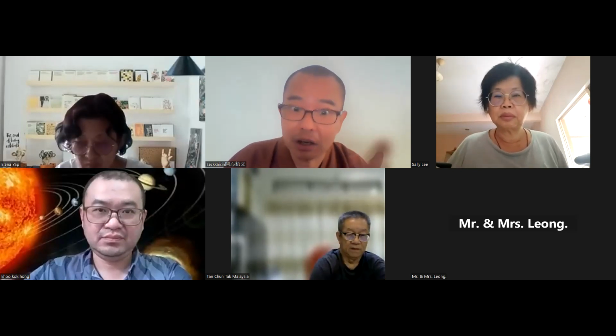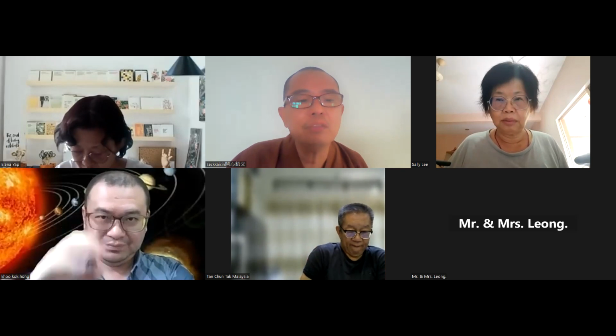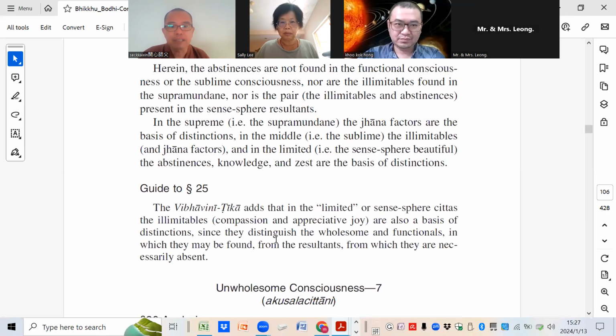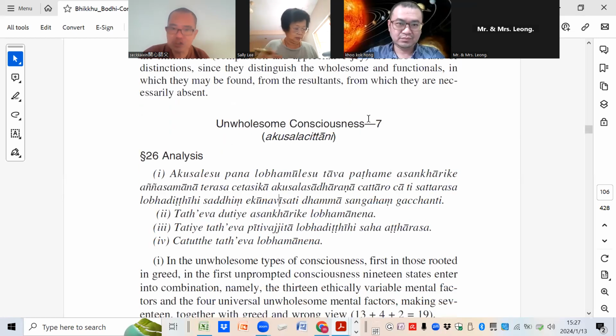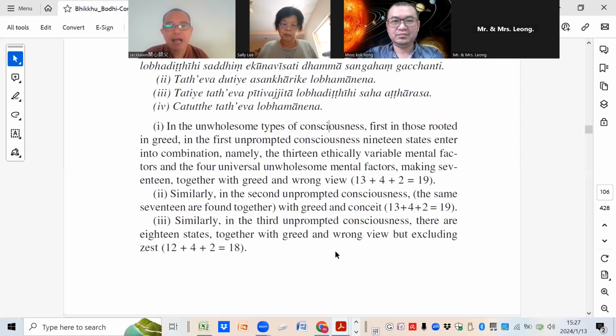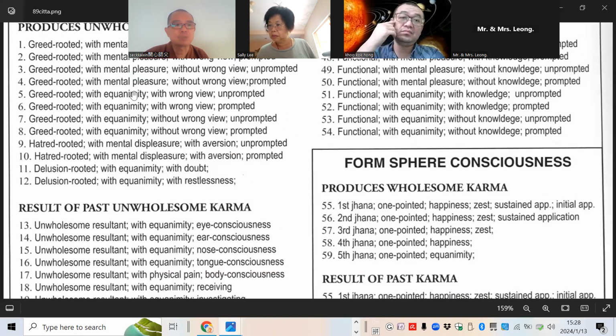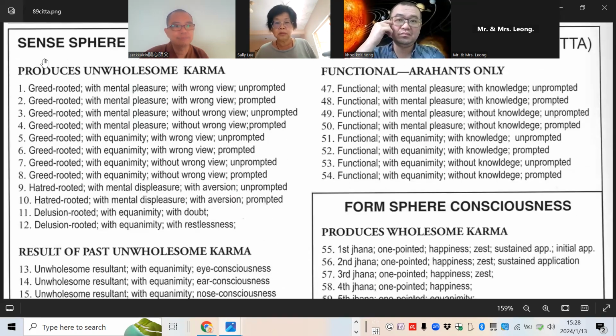So let me continue to the next, the unwholesome consciousness. Let's say no problem for you all. Now we go to the unwholesome consciousness, 7. Can you find out for me in the diagram which one the 7 unwholesome consciousness I'm referring to? So here is the 1-7, class. Let's take a look. Unwholesome consciousness. So we are referring here.